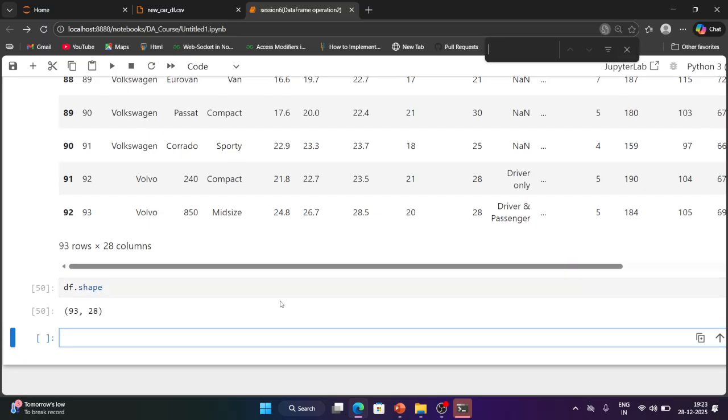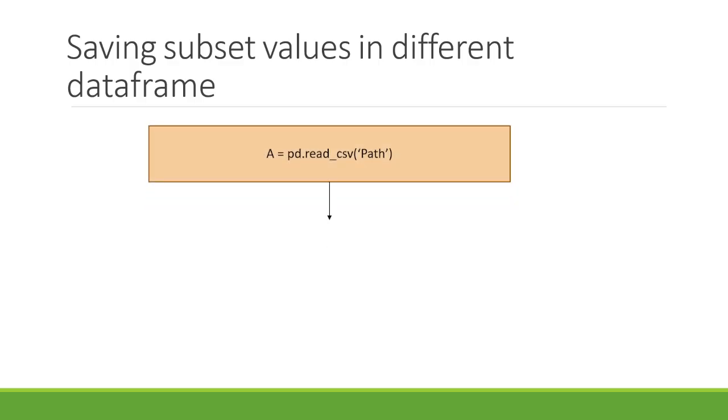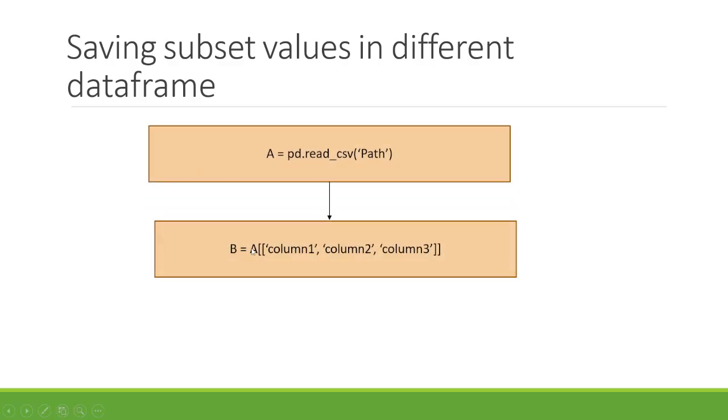Let's go to the ppt now for the next topic. Next we have saving a subset of values in a different data frame. What does this mean? Suppose you want to store two or three columns in a different data frame, so you can use this. We have this method here. Using this you can store a subset in a different data frame.